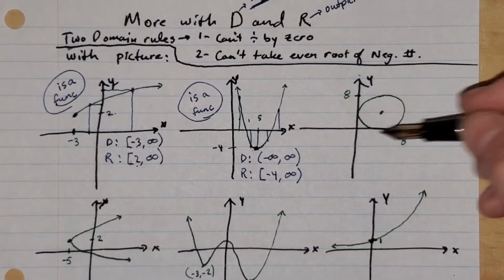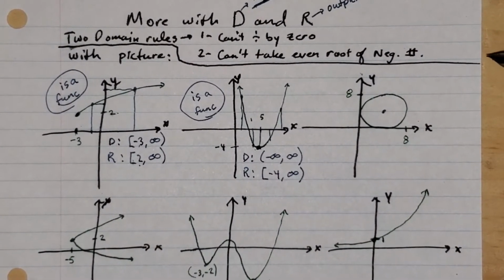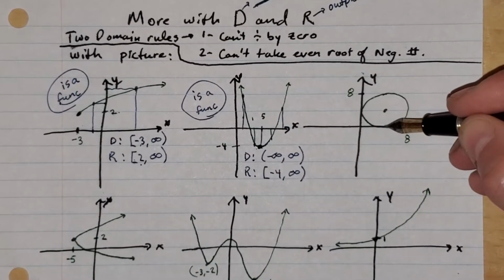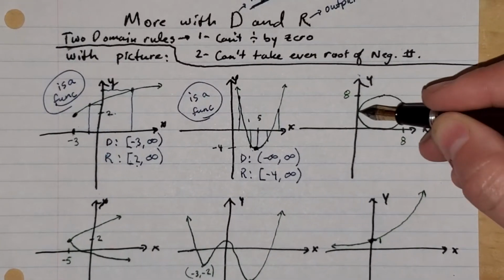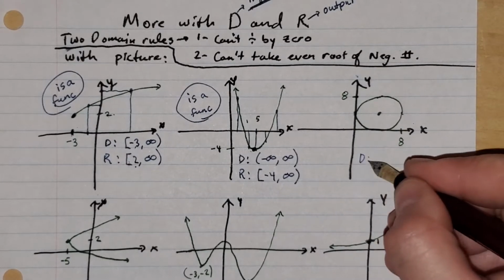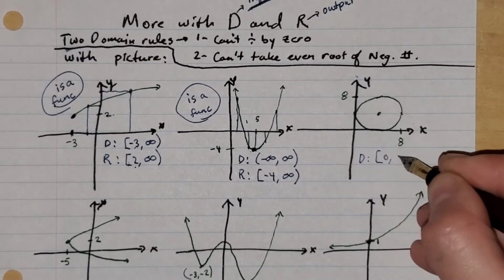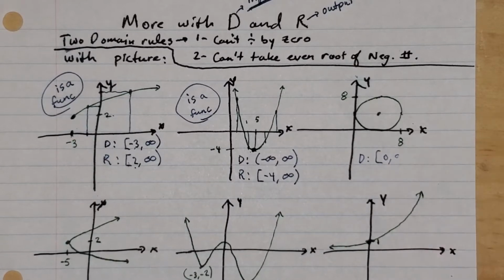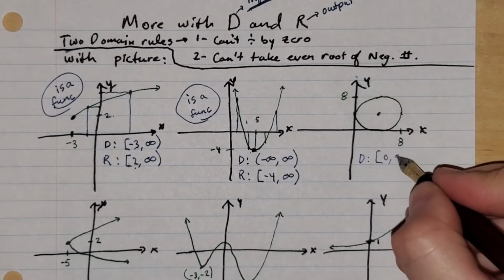Okay, so here we've got a circle. Here we've got a circle, and vertically it goes from 0 to 8, and horizontally it goes from 0 to 8. So what is the domain? Well, the domain is 0 to 8.